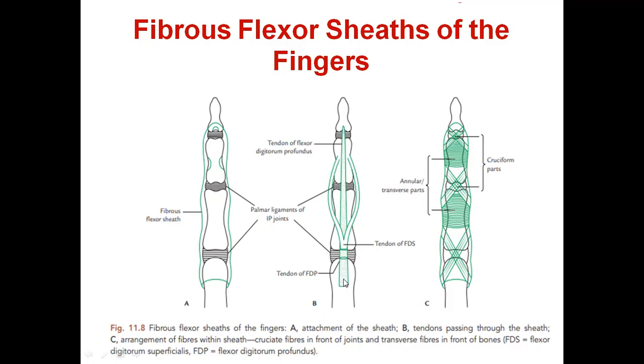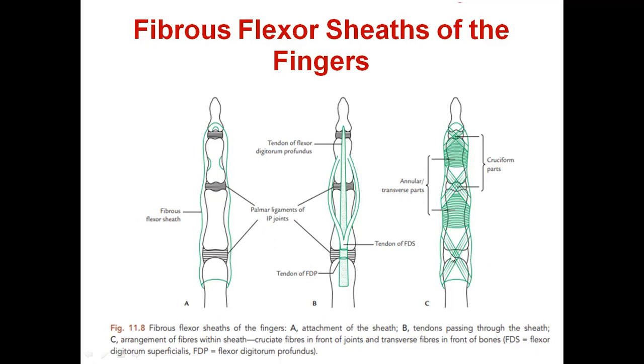Flexor digitorum profundus goes quite straight to get inserted into the base of the distal phalanx, whereas flexor digitorum superficialis is actually bifurcating, isn't it? And then it gets inserted on either side of the middle phalanx. So they are all enclosed inside the fibrous flexor sheaths. That means tendons are passing through the sheath, and you can see the arrangement of fibers in the fibrous flexor sheaths. See, this is the interphalangeal joint.